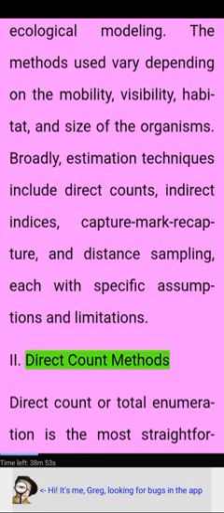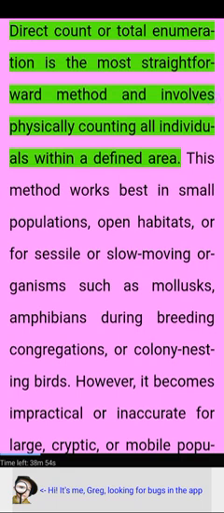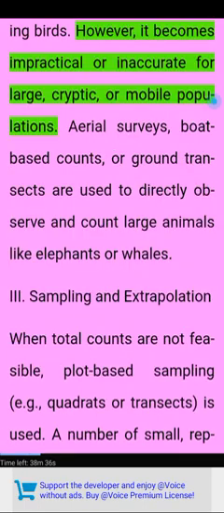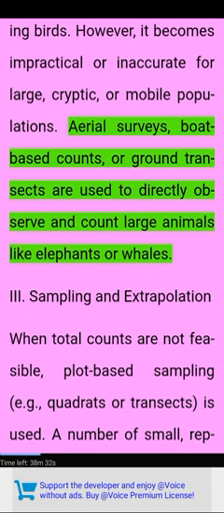2. Direct count methods. Direct count or total enumeration is the most straightforward method and involves physically counting all individuals within a defined area. This method works best in small populations, open habitats, or for sessile or slow-moving organisms such as mollusks, amphibians during breeding congregations, or colony-nesting birds. However, it becomes impractical or inaccurate for large, cryptic, or mobile populations. Aerial surveys, boat-based counts, or ground transects are used to directly observe and count large animals like elephants or whales.